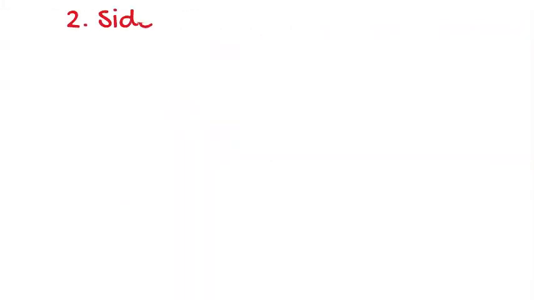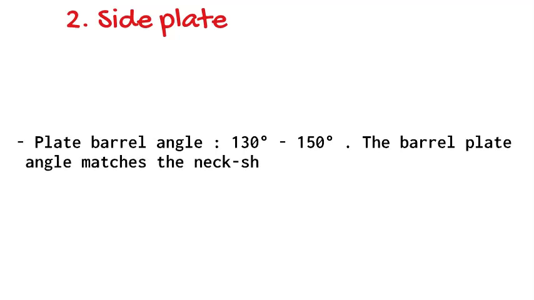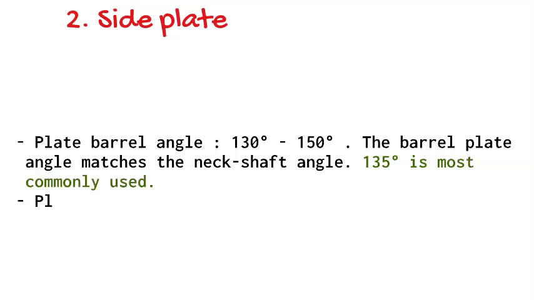Number 2, regarding side plate. Plate barrel angle is around 130 to 150 degree. The barrel plate angle matches the neck shaft angle. 135 degree is most commonly used.